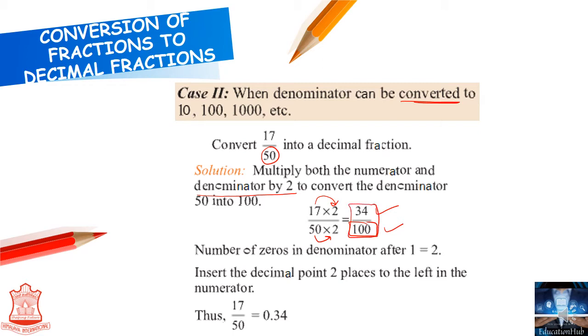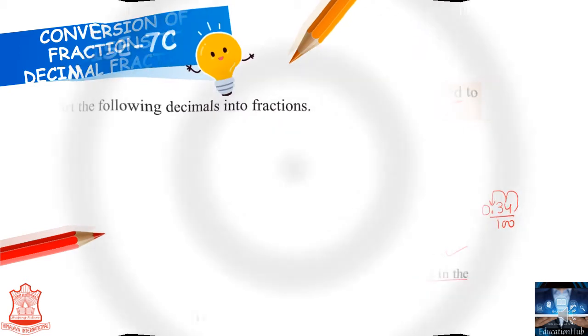अब जैसे हमने last case 1 में करा था वैसे ही करेंगे. Number of zeros in denominator after 1 कितनी है, number of zeros is 2. So we have to insert the decimal point to the left in the numerator after 2 places, that is 34/100 है, हम extreme right से start करेंगे 1 and 2, that means point आ जाएगा हमारा यहाँ पे, so it will be 0.34 and it's better to write 0.34 as we have discussed in our previous videos. So 17/50 can be written as 0.34 in the decimal fractions.